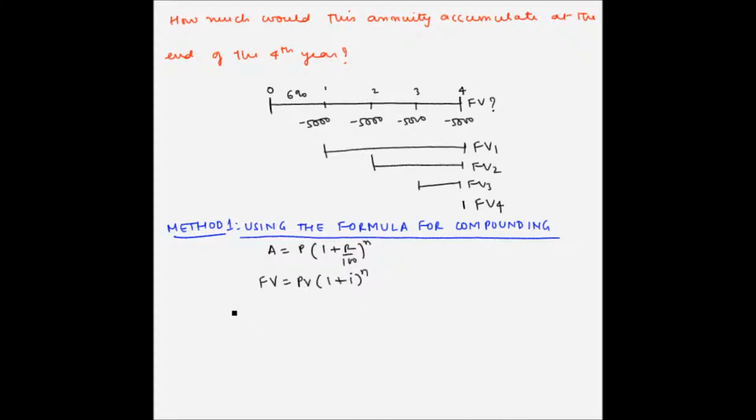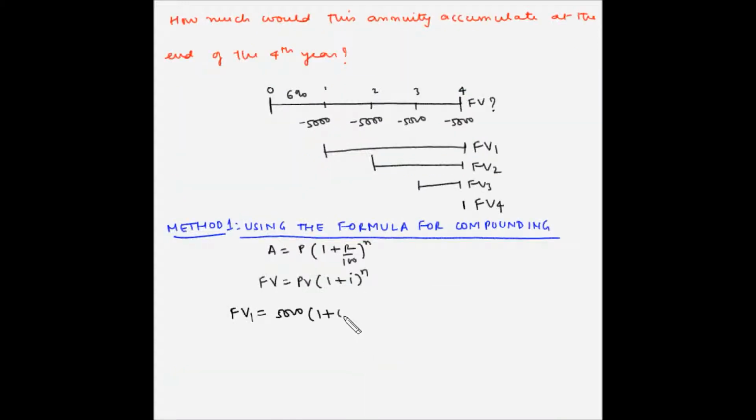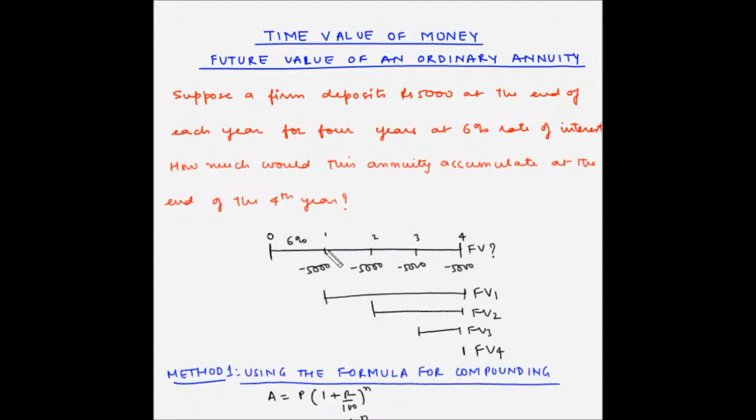Now for the first installment, let's say FV1, the present value or the investment amount is 5,000. Then (1 + I), where the rate of interest is 6% and I is 6 divided by 100, so 0.06. For n, let's find out how many years this amount is being invested for. This amount is deposited at the end of the first year.